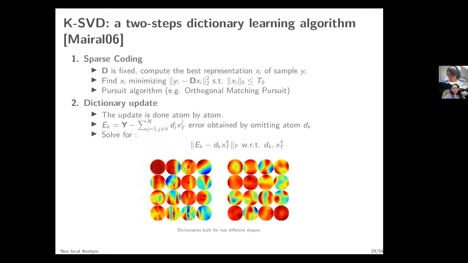So what is good about this way of learning from the patches is that the dictionaries you get are very specific to the shape you're analyzing. So on the left, there are the dictionaries built for two different shapes. And you can see that that's only 16 atoms, and the kind of atoms you get are very different. They are not really comparable. And so it's really dedicated to a shape compared to, for example, what you would get if you would use Fourier, which is a completely shape agnostic basis.